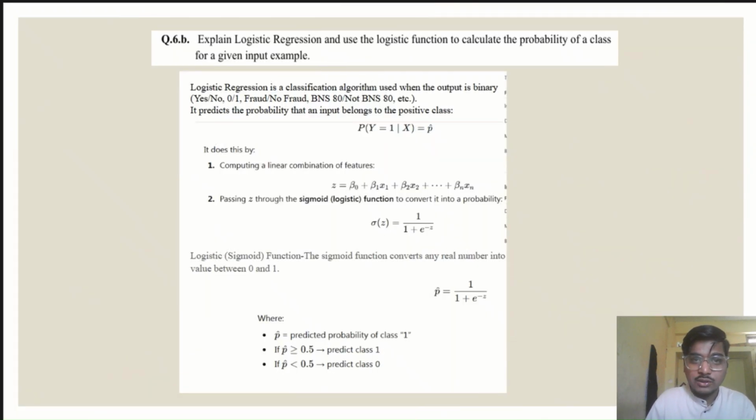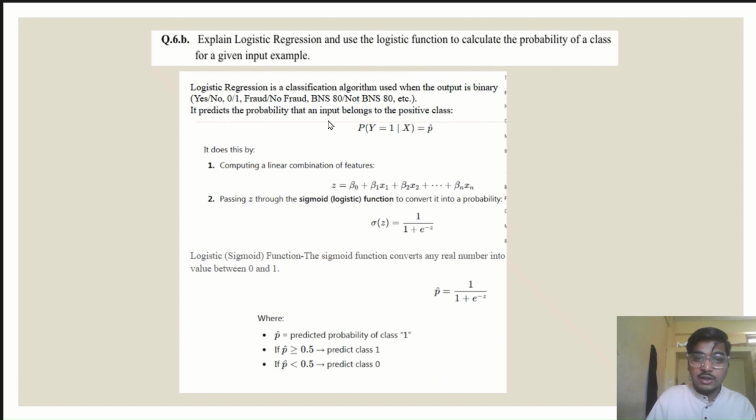Let's move to the next question, number 6, the B part, which is asking to explain the logistic regression and use the logistic function to calculate the probability of a class for a given input example. So logistic regression is a classification algorithm which is used when the output is binary, that is, it predicts either yes or no. If it predicts 0 or 1, only two outputs are possible, then we use logistic regression.